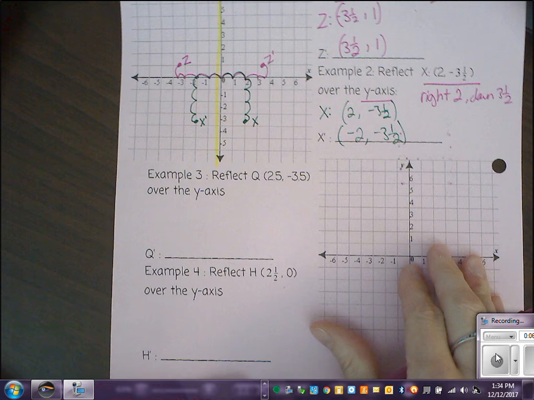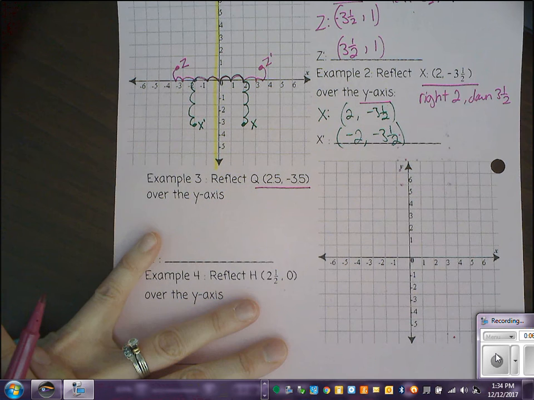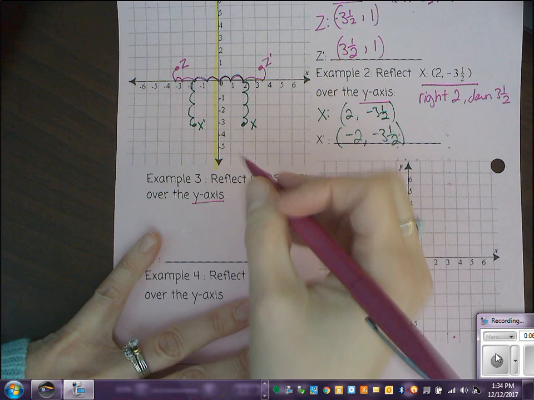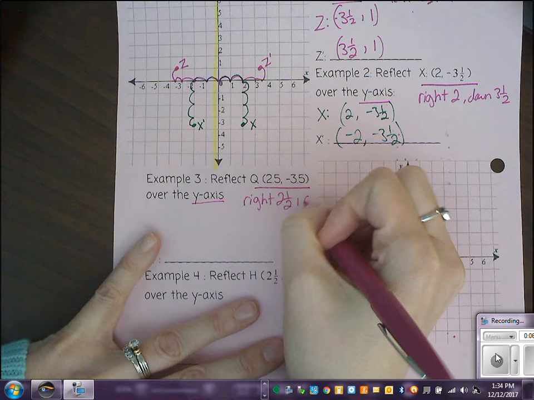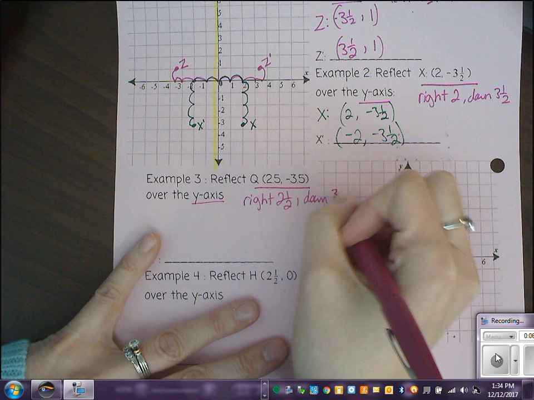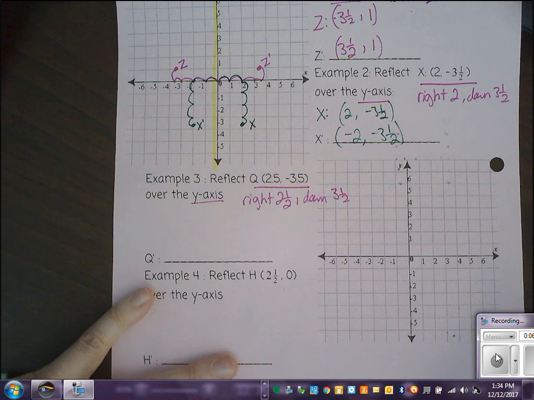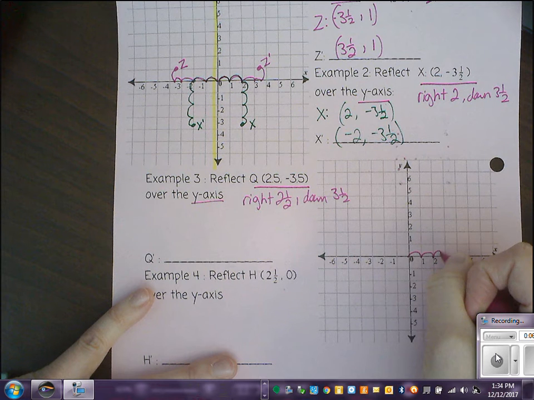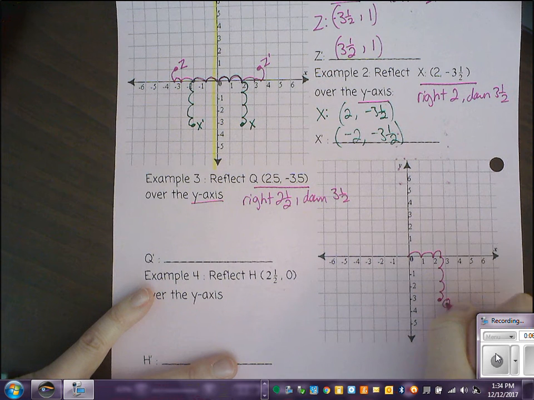For example 3, we're going to reflect Q, 2 5/10, and negative 3 5/10 over the y-axis. So that means we're going to go right 2.5 and down 3.5. So I start at 0, 0, and I go 1, 2.5, and I go down 1, 2, 3.5. And I label this Q.